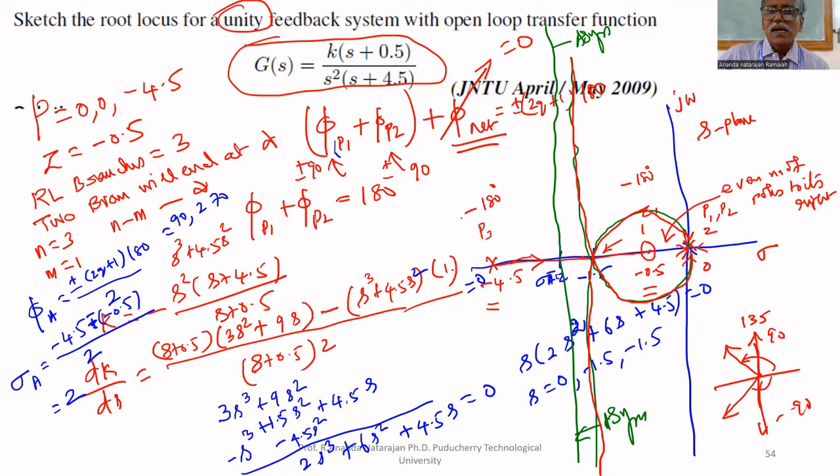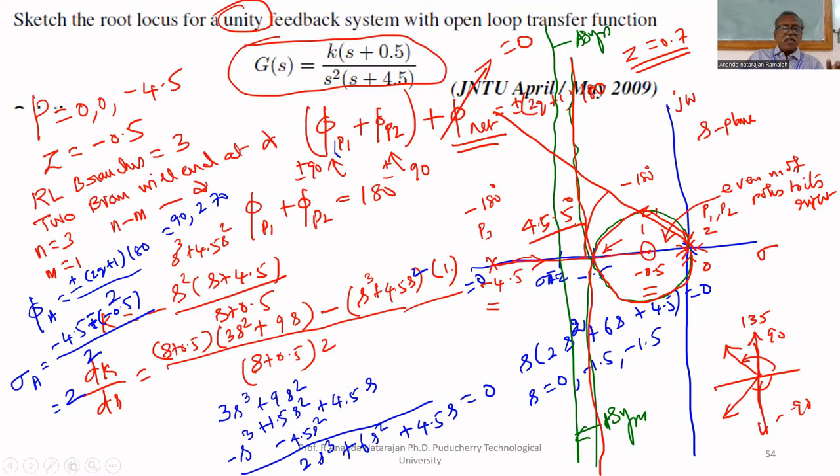Suppose I want to find, here also I want to find zeta equal to 0.7. For that, find the value of K. Find the value of K for zeta equal to 0.7. So for zeta 0.7, we have to draw a line at an angle of 45.5 degrees. Am I correct? Cos inverse of 0.7 equal to 45.5. So I have drawn a line at 45.5.